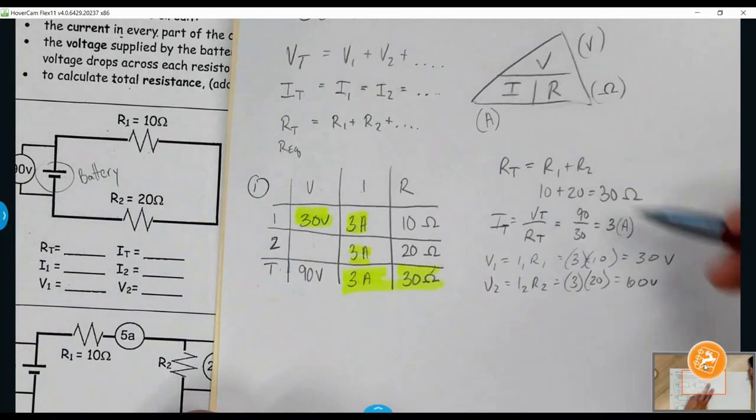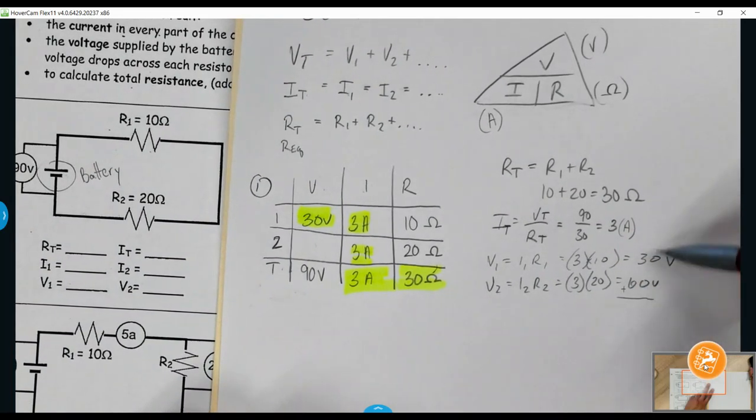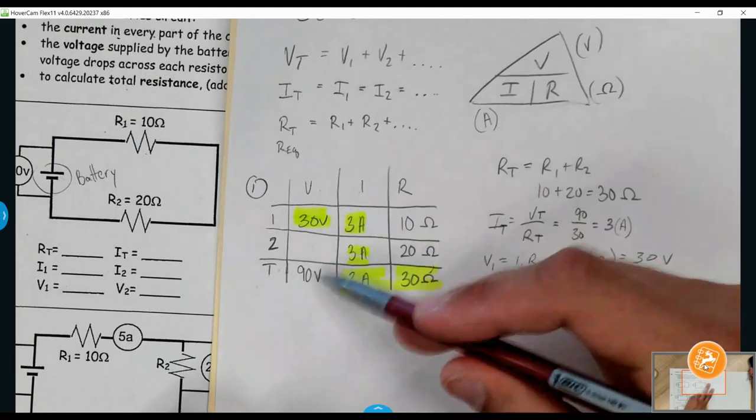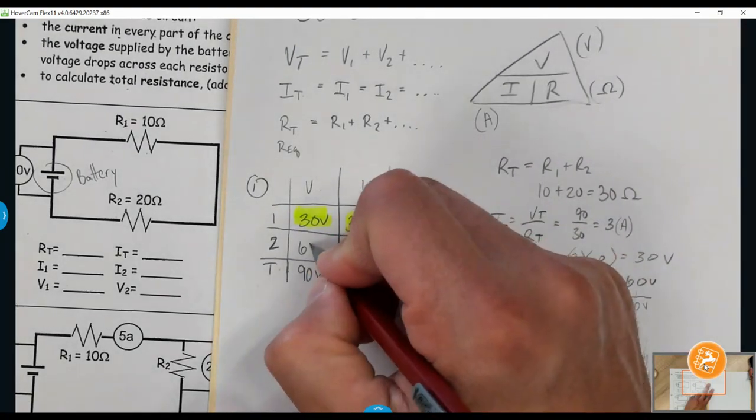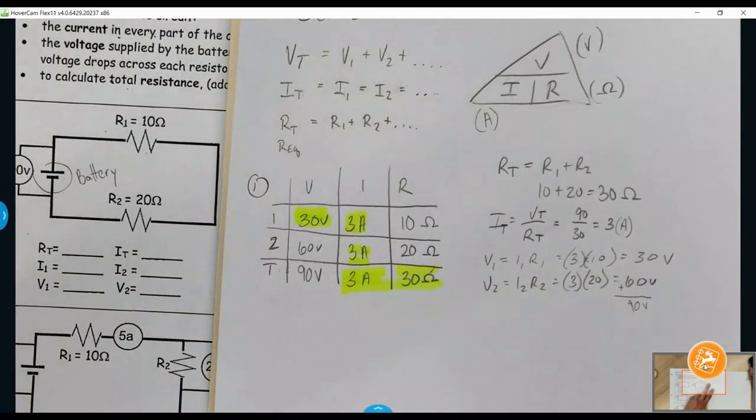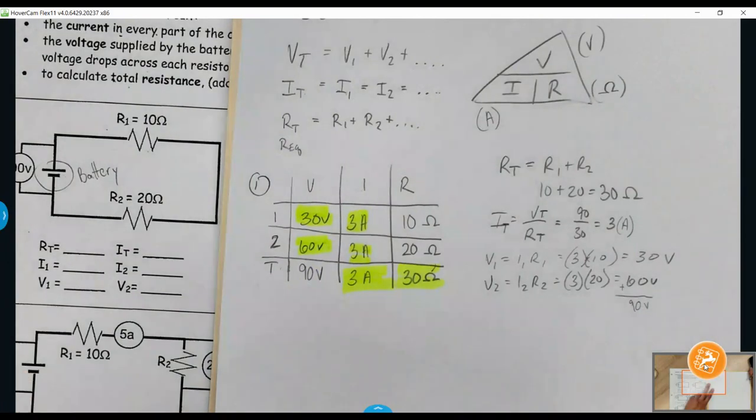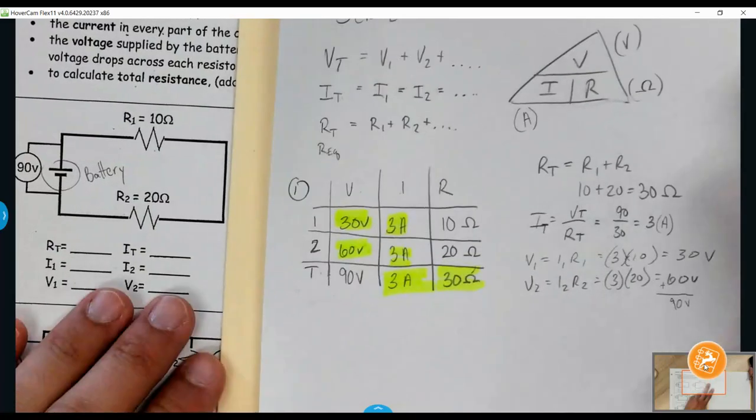Remember that when you do this, the voltages need to add up to the total. 30 and 60 adds up to 90. Boom, great. So yes, this one is 60. So you make a VIR table for any of these, and it will wind up working.